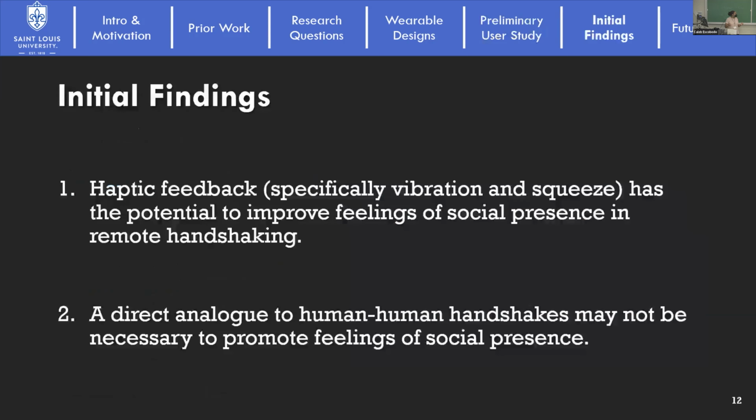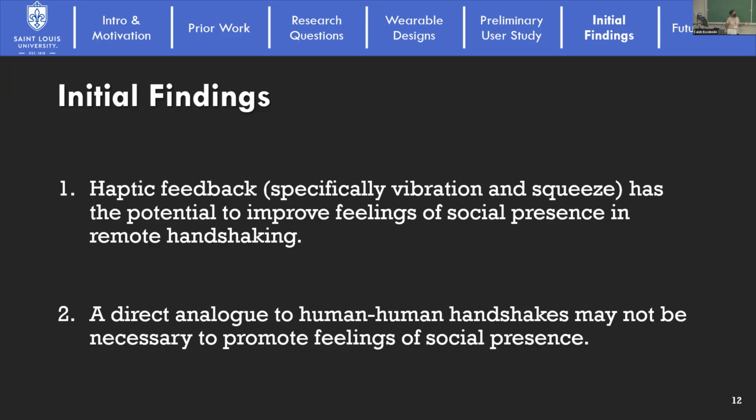favorite. So these initial findings really suggest that haptic feedback, and specifically vibration and squeeze, do have the potential to improve feelings of social presence in remote handshaking. And that a direct analog may not necessarily be required in order to promote those feelings of social presence. That being said, there's a lot of work that still has to be done in order to explore the extent of how much this rings true.